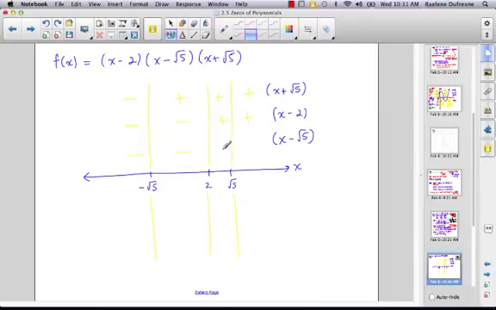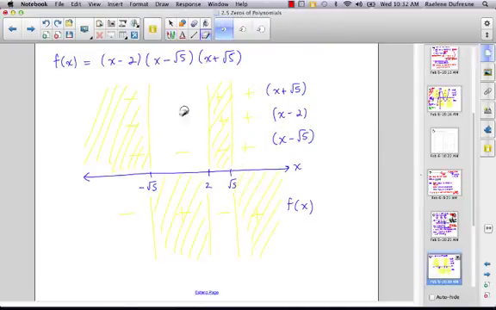You can take test points in each of the 4 regions or intervals, or you can think graphically about each of these linear functions and where the graph would lie above or below the x-axis. This times this times this is equal to f of x, and in the first region f of x is negative, so y will not lie above the x-axis, or the graph will not lie above. In the next region, y is positive, so the graph will not lie below the x-axis. In the third region, y is negative, so the graph will not lie above. And lastly, y is positive, so the graph will not lie below.